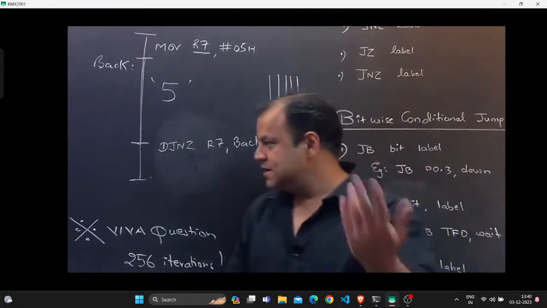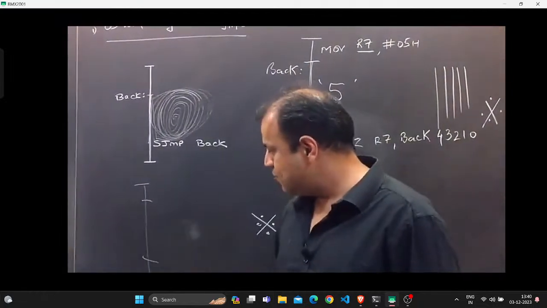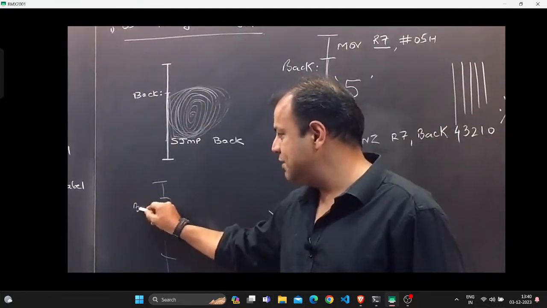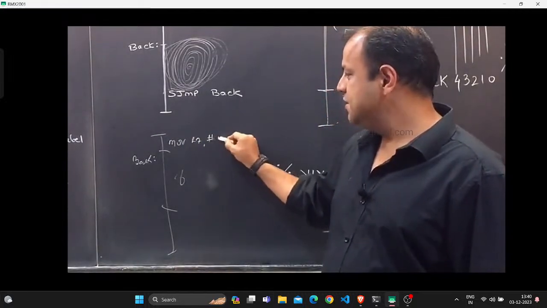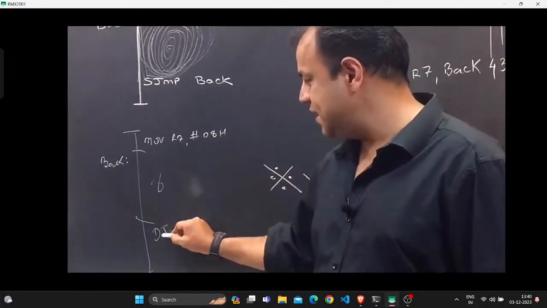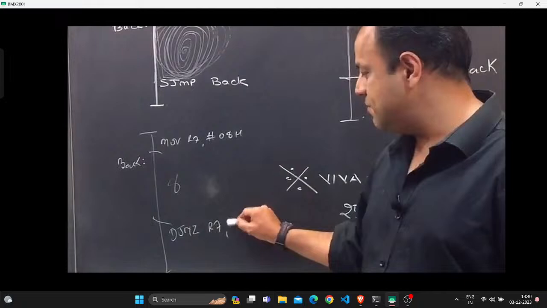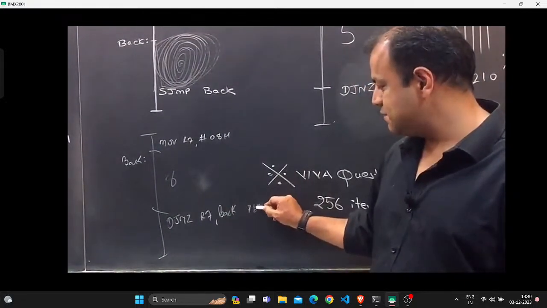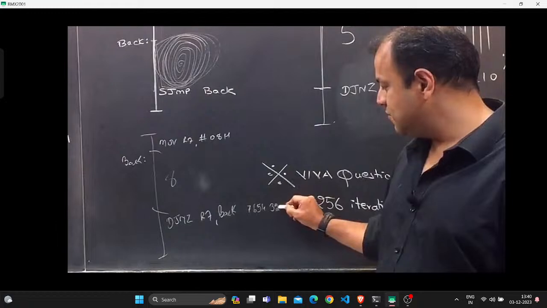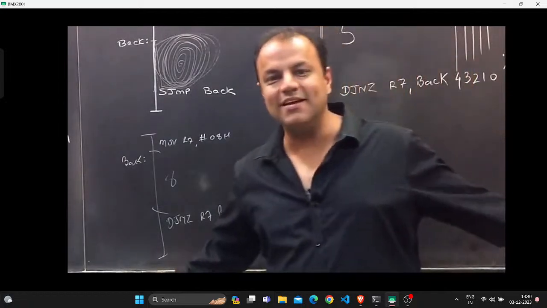Let's take one more example. Suppose this is a program. I want to do this section 8 times. I've put a label by the name back. What do you do? MOV R7, #08H, and DJNZ R7, back. Show me. What will happen? First iteration count will become 7, 6, 5, 4, 3, 2, 1, 0. The loop breaks. Exactly 8 iterations.